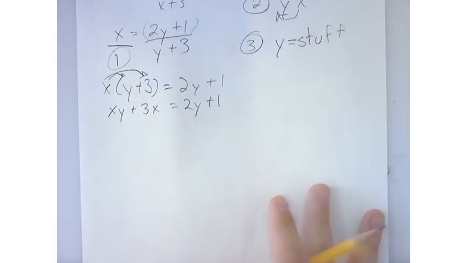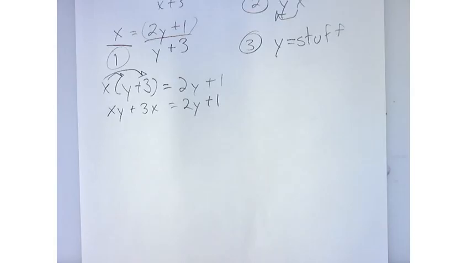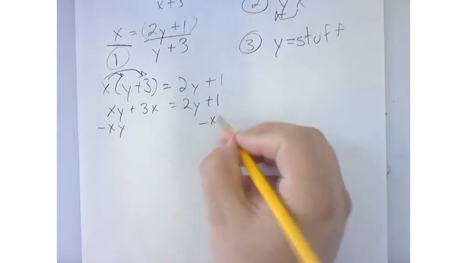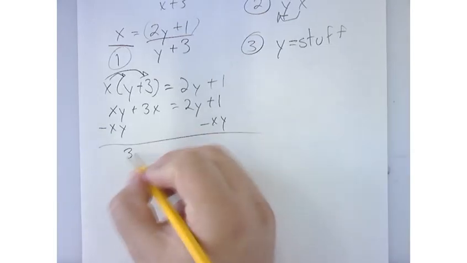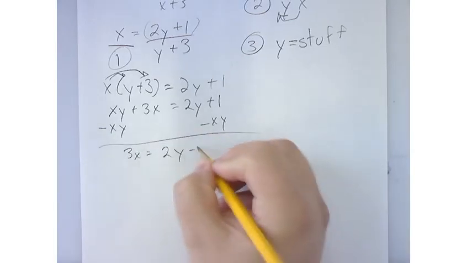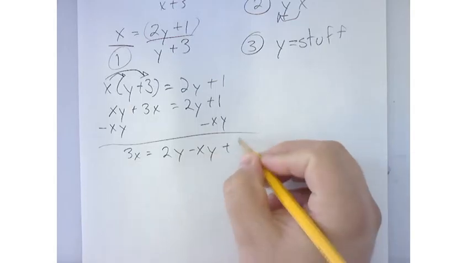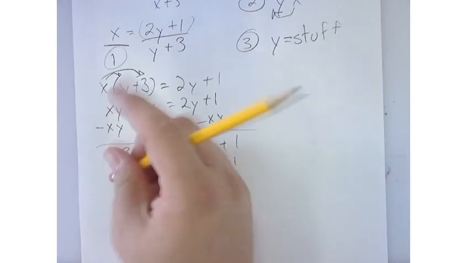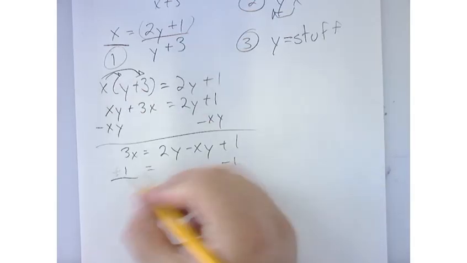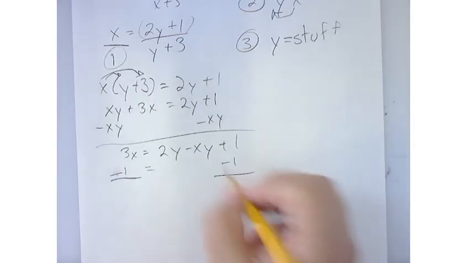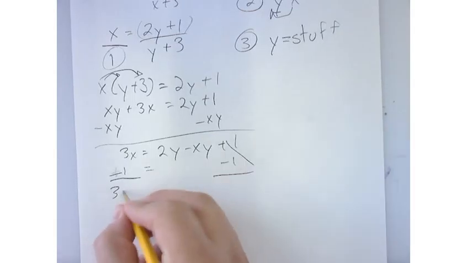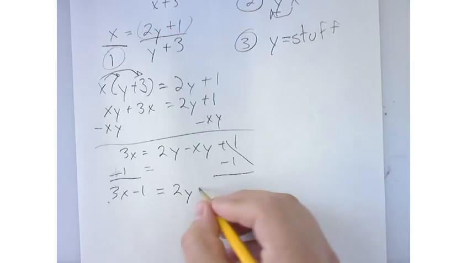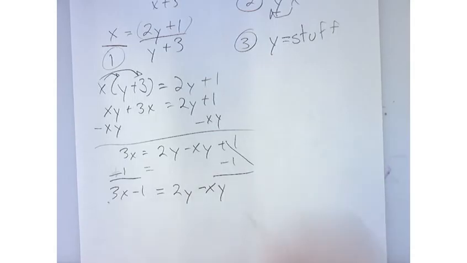So now I'm going to move everything with a y on one side. So I'm going to subtract xy here. And that gives me 3x is equal to 2y minus xy plus 1. Move the 1 over. Oh, no, we want to subtract. I'm getting ahead of myself, trying to be real fast. Alright, and then these cancel and I get 3x minus 1 is equal to 2y minus xy. You guys with me so far?